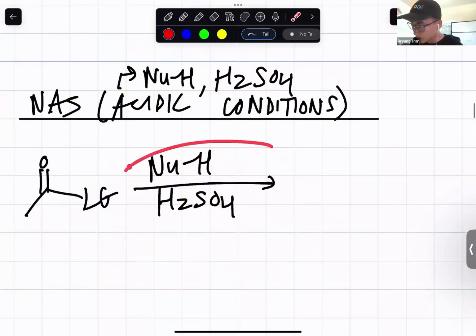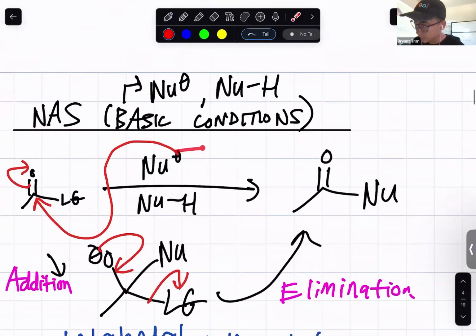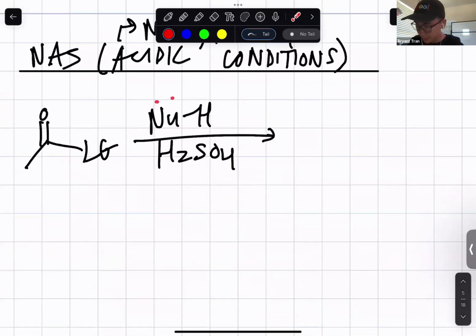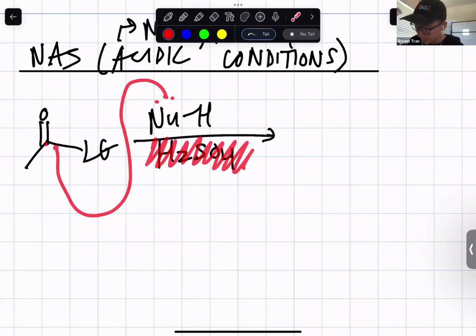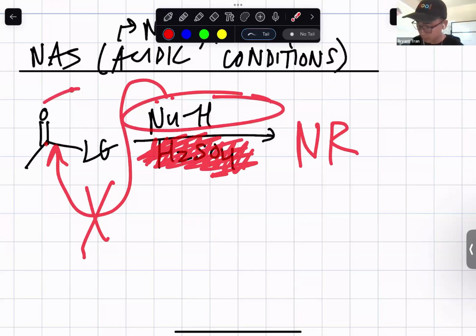Now, this nucleophile here that is neutral, no negative charge, is not as strong a nucleophile as this nucleophile here with the full negative charge, right? Because it's neutral, without acid, this nucleophile is not able to attack that carbonyl carbon because it's not strong enough. Right? So this right here would be no reaction if we had no acid. If we just have a weak neutral nucleophile and a carbonyl right here, no reaction.